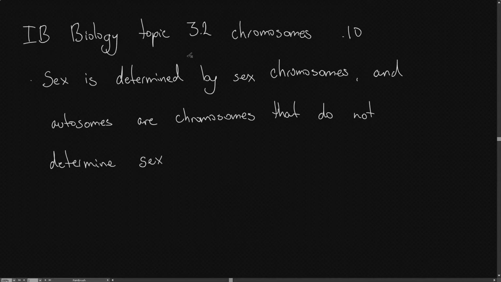IB Biology Topic 3.2 Chromosomes Point 10. Sex is determined by sex chromosomes, and autosomes are chromosomes that do not determine sex. In this video, we'll be looking at the sex chromosomes, so the X and the Y, as well as their individual characteristics and how they differ from each other, as well as these autosomes, which are also chromosomes, but they do not determine sex.